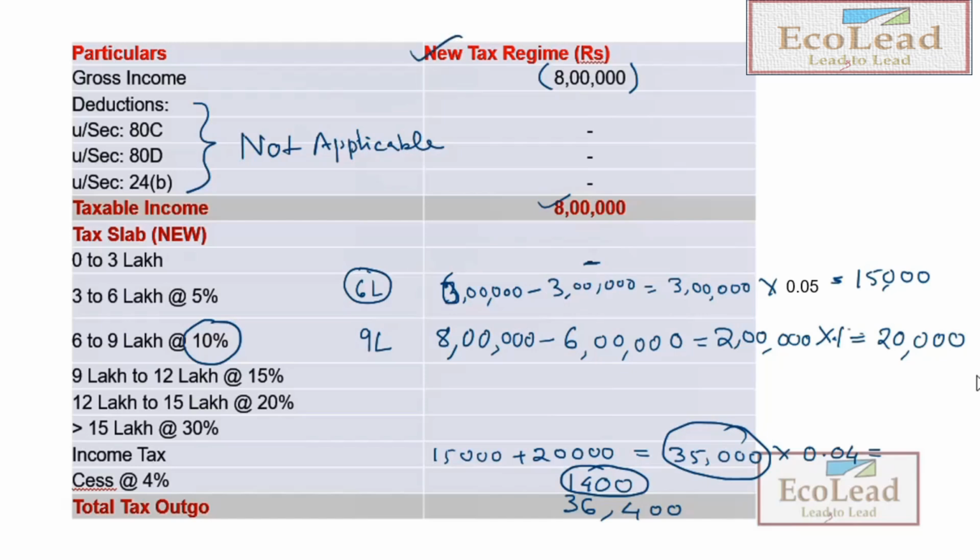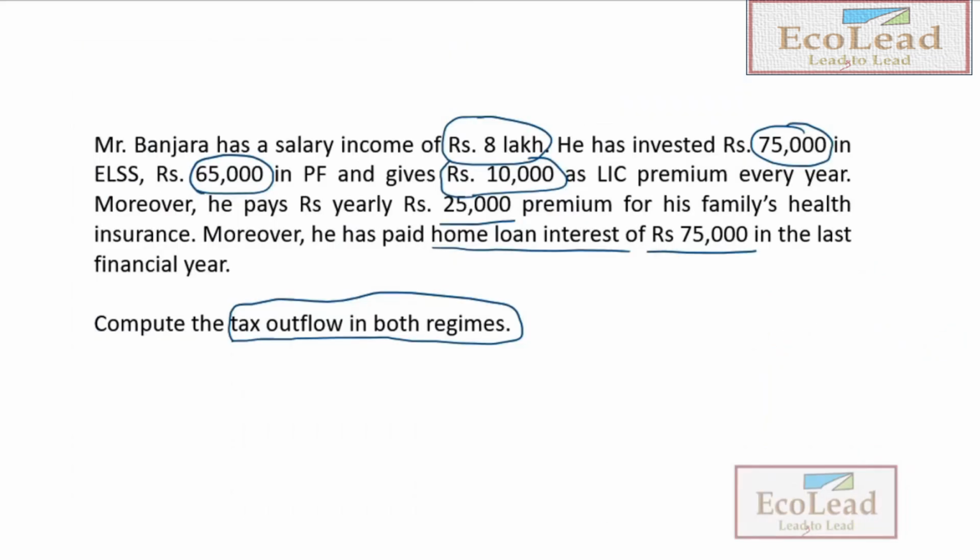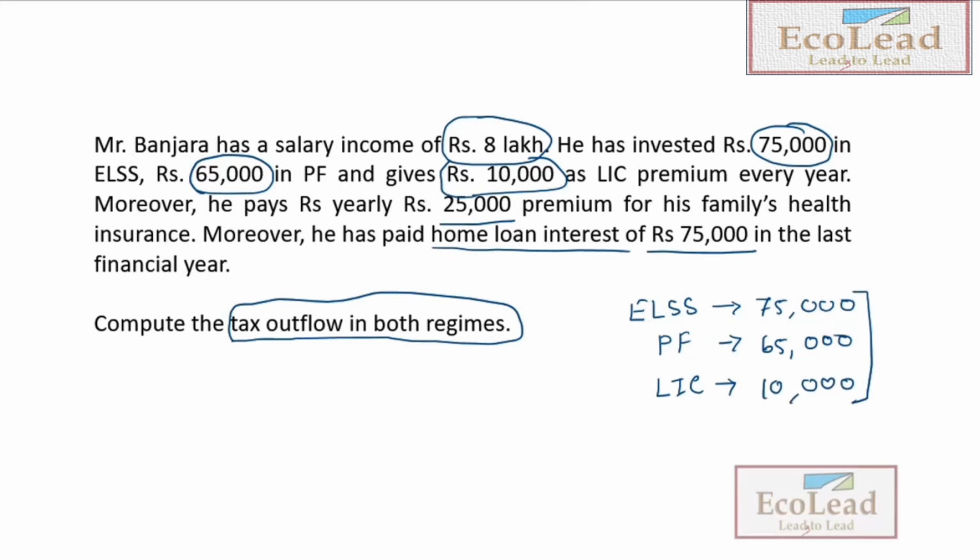Now we will calculate the same for the old tax regime. Under the old tax regime, the deductions are applicable. Now here the ELSS is 75,000 rupees, the provident fund is 65,000 rupees, and the LIC premium is 10,000 rupees, all these things coming under 80C.